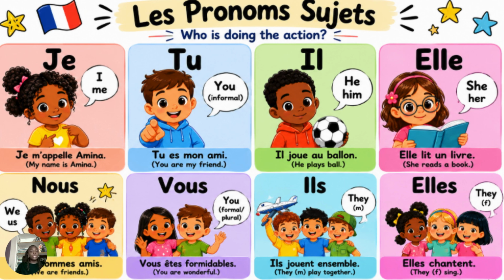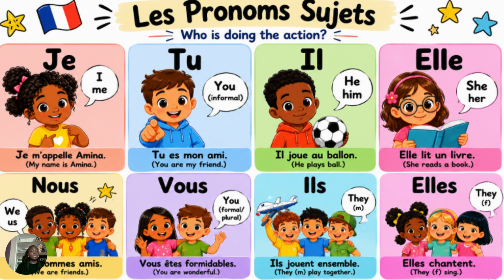Les pronoms sujets, we have je, which means I. Example, je m'appelle Amina. Tu, which means you. Tu es mon ami. You are my friend. Il, which means he. Il joue au ballon. He is playing ball. He plays ball. And elle, which means she. Elle lit un livre. She's reading a book.